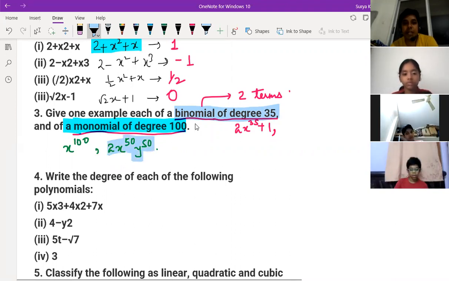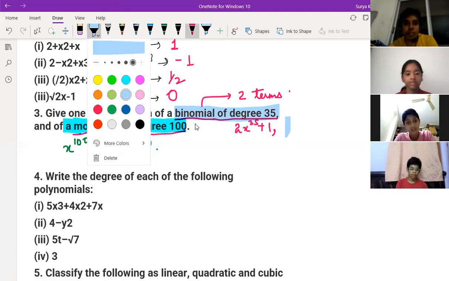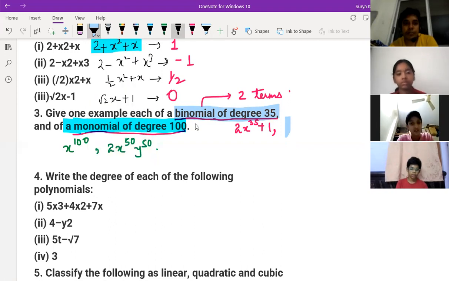I'm asking about this one: binomial of degree 35. 2x to the power 35 plus 1. Next, you tell me. Satvik, maximum 35 you take. What else is there? y to the power 35 plus anything you can write. Your wish. Degree is 35. So I have one more, sir. 2x to the power 10 whole power 2, sir.